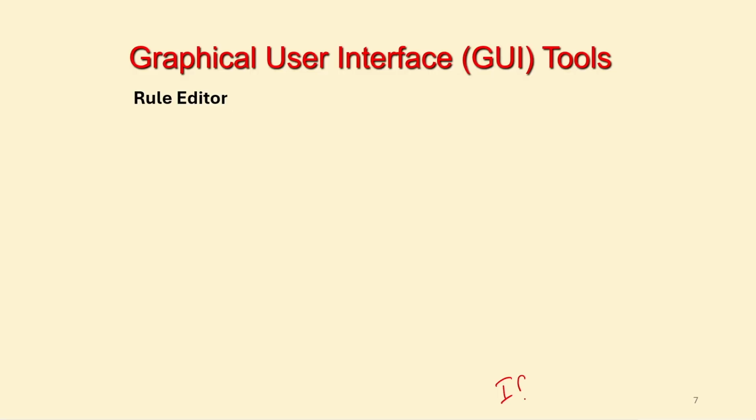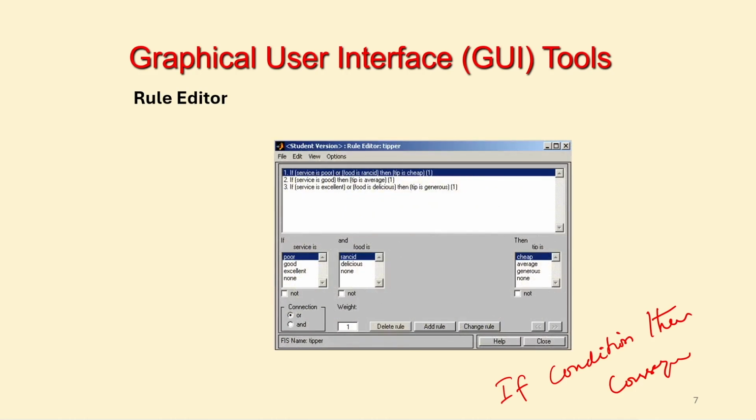Next, the rule editor. How to edit the rules? How does a rule look? If condition, then consequent. This is the general format of the rule. Likewise, if you go to the rules, there are three rules as far as this tipping problem is concerned. Let me read the first rule: if service is poor or food is rancid, then tip is cheap. So this is the first rule.